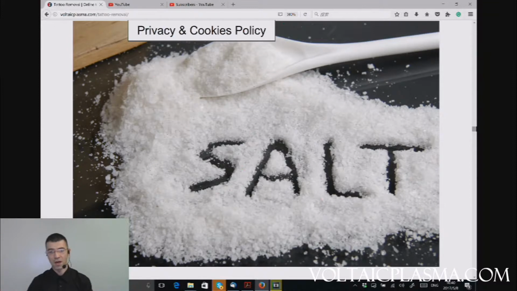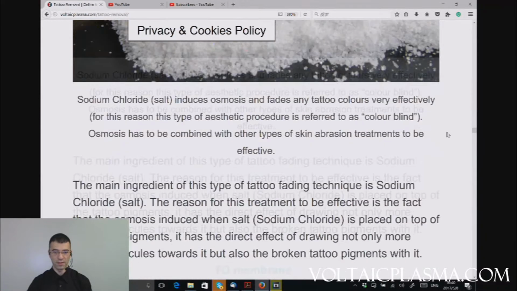But then we have lasers and other techniques and so on, as well as plasma with osmosis, which is the same as applying sterile salt on top. So this is a technique which has been used for several years, and at the beginning, as I've mentioned before, it was just rubbing the salt, using force on the tattoo in order to scrub it, and having the osmosis effect take place. And empirically, this is a good way in order to fade the tattoos.